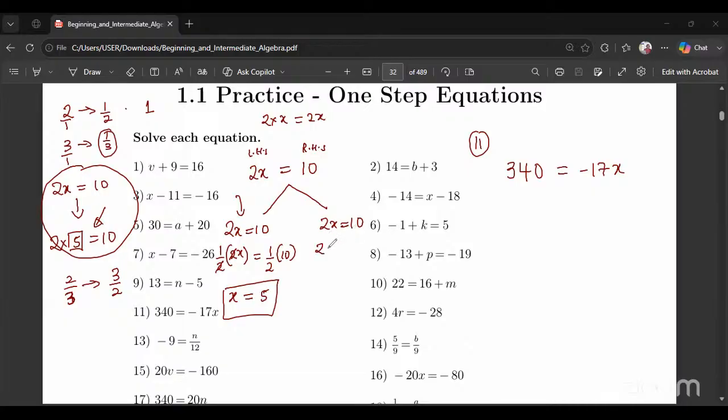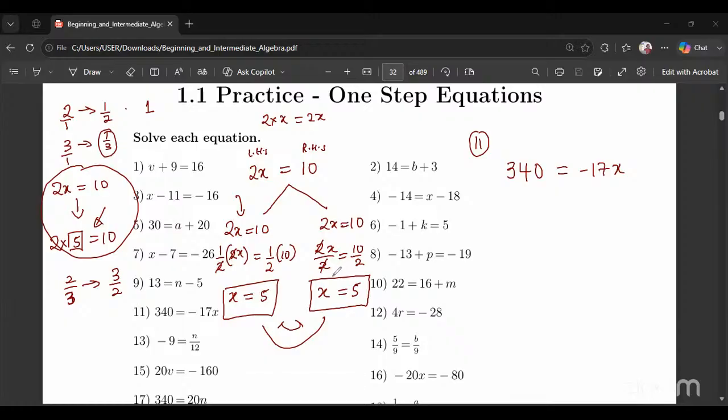So when I do that, I have 2x divided by 2, and 10 divided by 2. Of course, the 2s cancel out, so you have x all by itself, and 10 divided by 2 is 5. So you tell me, which of these methods do you prefer? The multiplicative inverse, or just dividing both sides by 2? For me, I would advise you to make sure you learn these two methods, because they are going to play a very important role as we continue in this class.